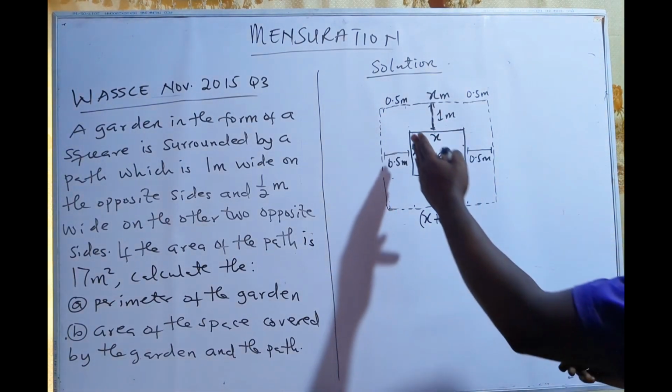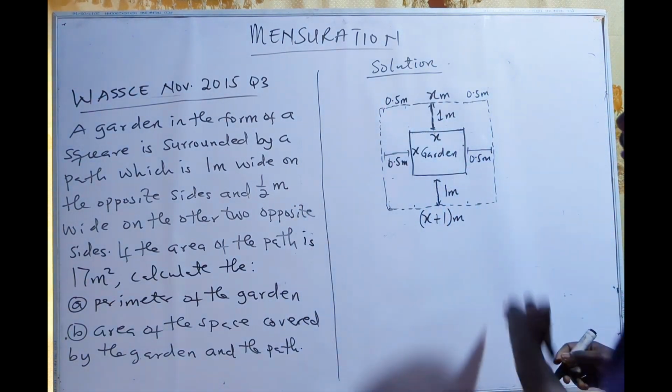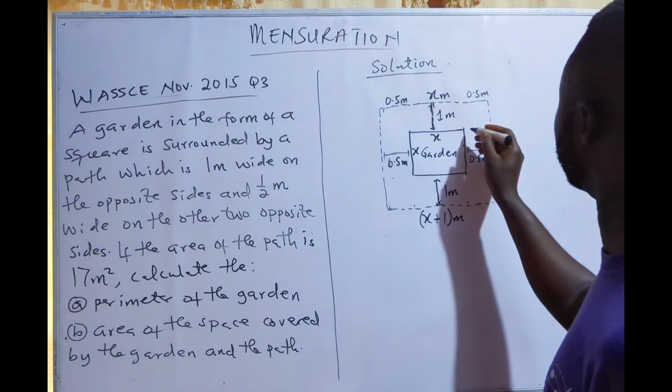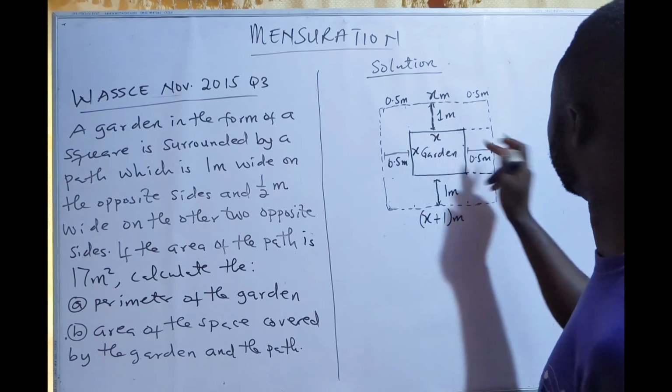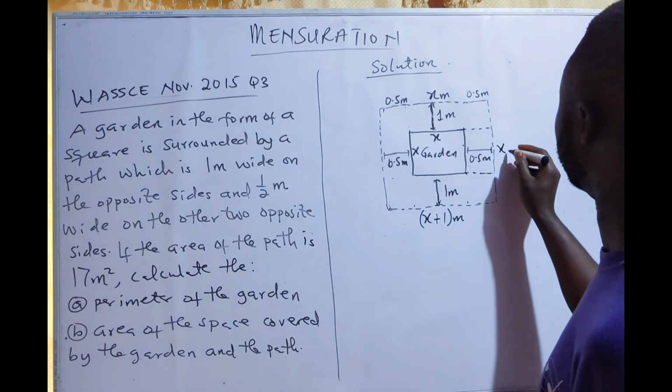Okay, then let me look at this particular side too. When I come to this side too, you see something is going to happen. Here is x, so this side is also x meters.